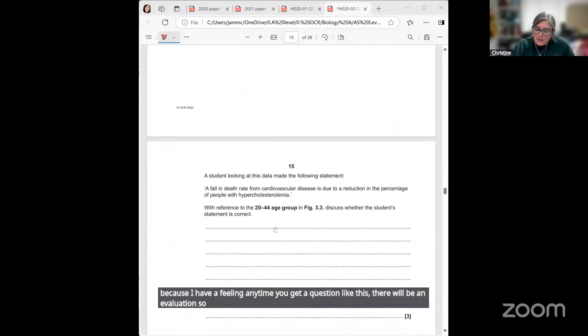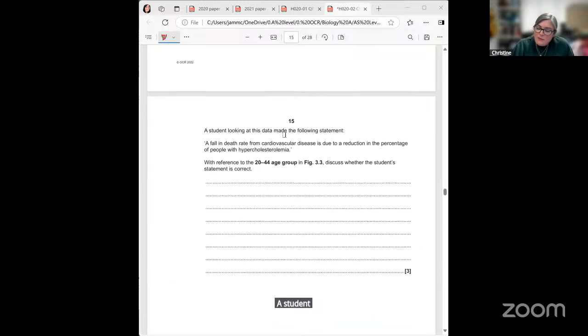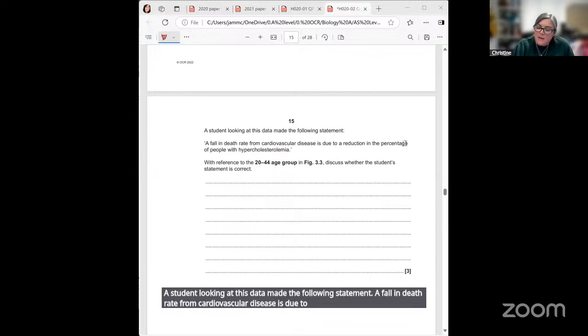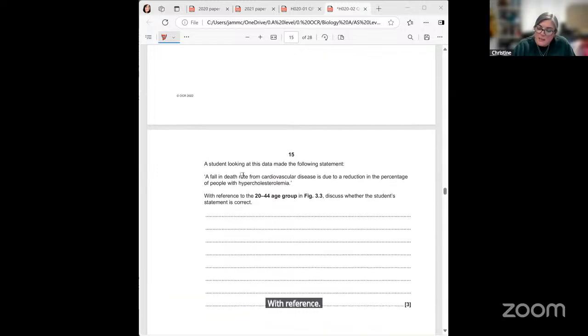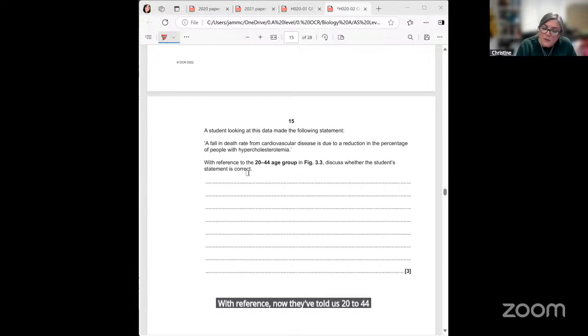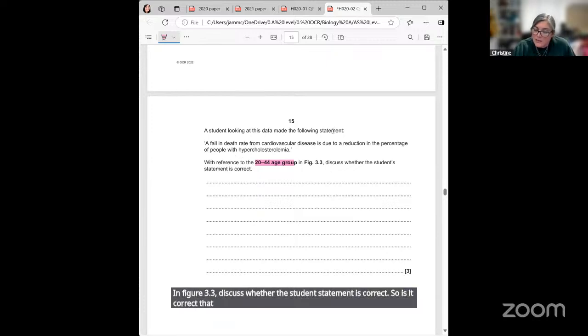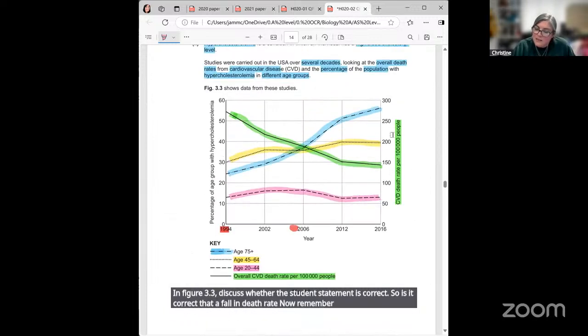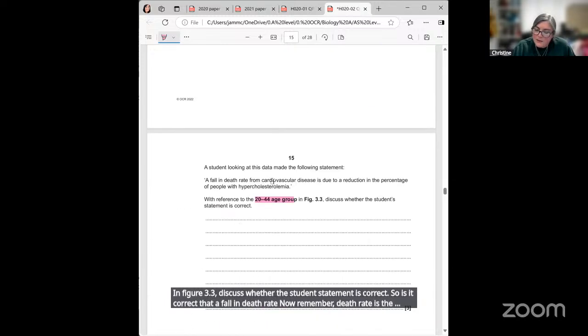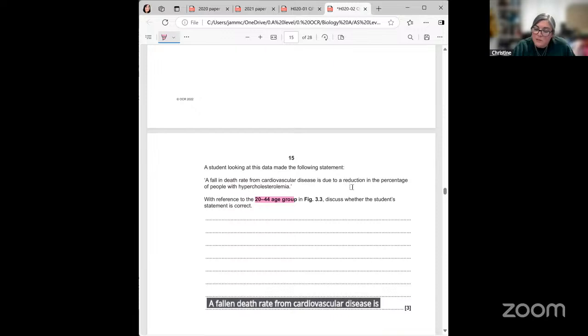So let's just see what they say. A student looking at this data made the following statement: a fall in death rate from cardiovascular disease is due to a reduction in the percentage of people with the condition. With reference, now they've told us 20 to 44, so they've specifically said in this age group, in figure 3.3, discuss whether the student's statement is correct. So is it correct that a fall in death rate, and remember, death rate is the green, a fall in death rate from cardiovascular disease is due to a reduction in the percentage of people with the condition?